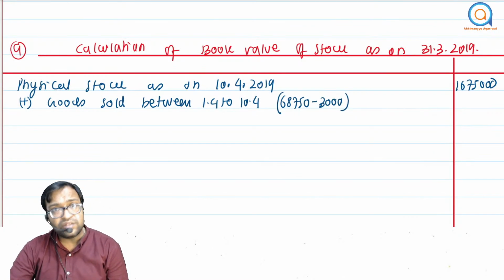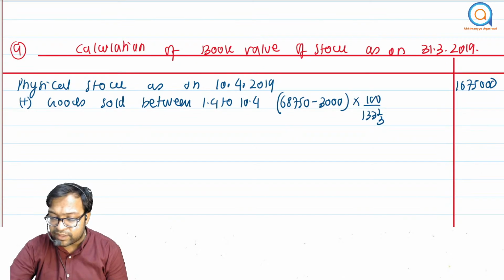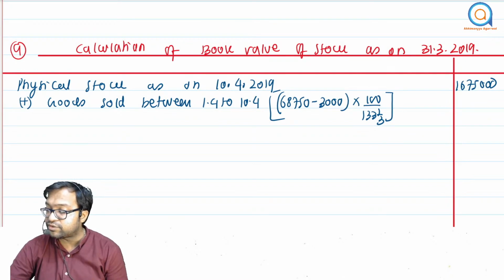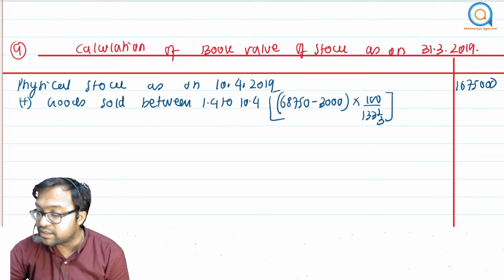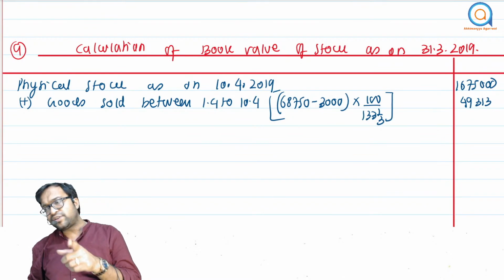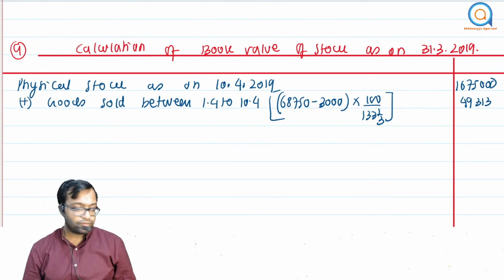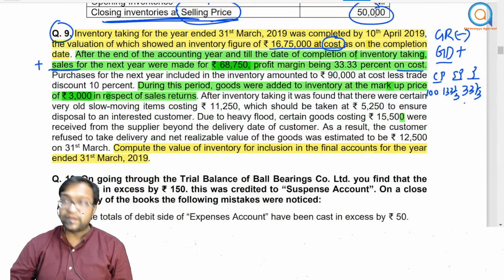Now I need to convert it to cost price. So divide the sale by the sale price, I need cost, so multiply with this. So how much are we getting? 68,750 minus 3,000, into 3 divided by 4. Now I am rounding it off. 49,313. Actually it was coming 49,312.5, rounded off to 49,313. Correct, sir? Next point, sir.